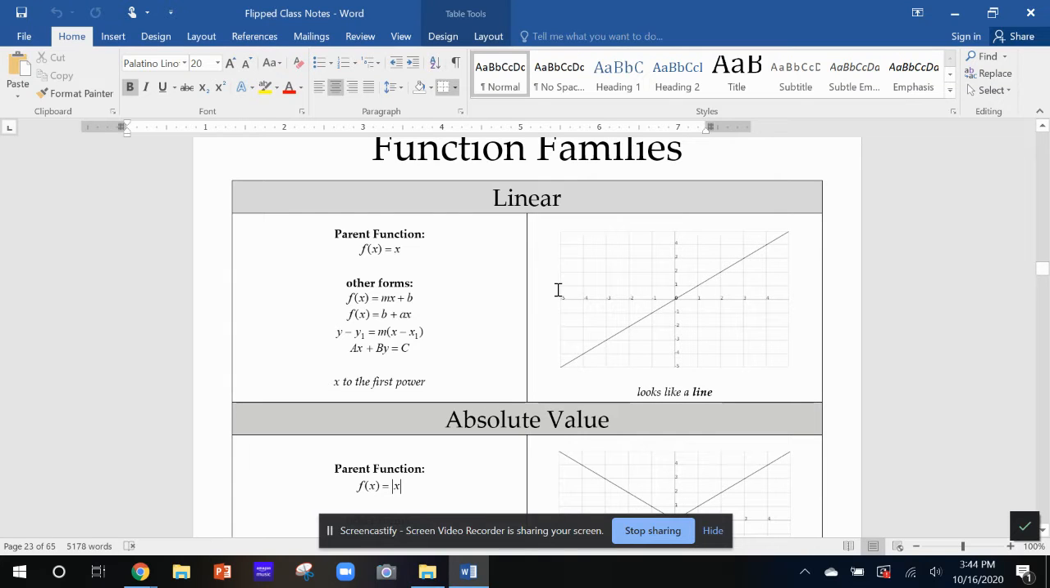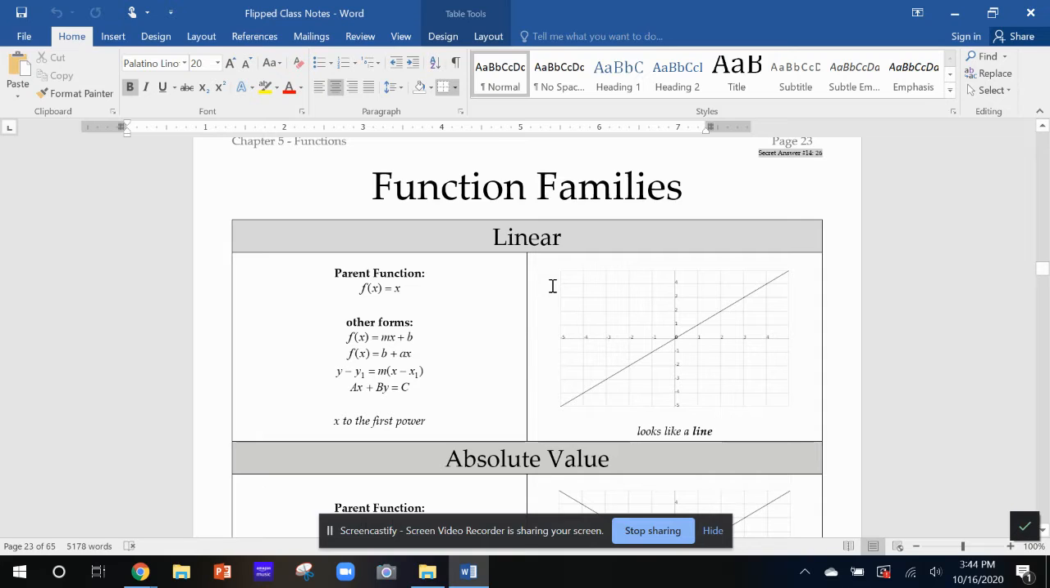Hey guys, I just want to go through some of these function families with you. So this is in your notes. In this chapter, in chapter 5, we're going to talk all about functions. So lots of graphing, lots of equations. There are 9 function families we're going to talk about, and all 9 are listed here in your notes.